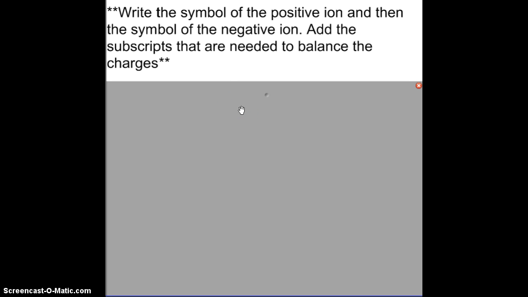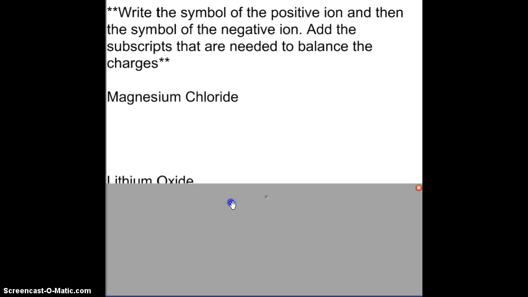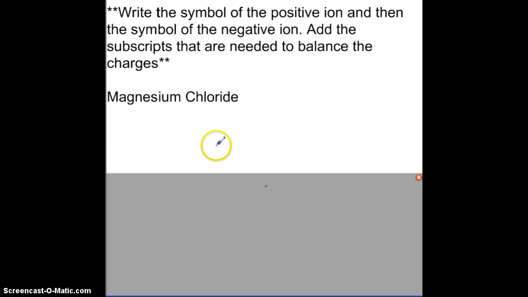Go ahead and write this rule down. There are really 2 sentences there. To write a chemical formula, first you must write the symbol of the positive ion, and then write the symbol of the negative ion. So if you look here, magnesium chloride: magnesium is positive, chlorine, or chloride, is negative.